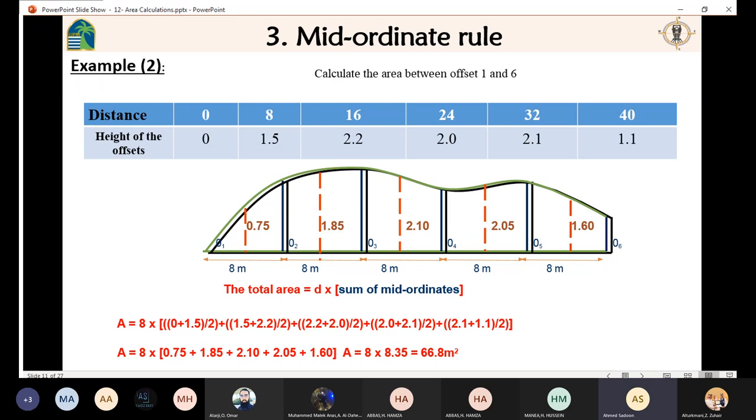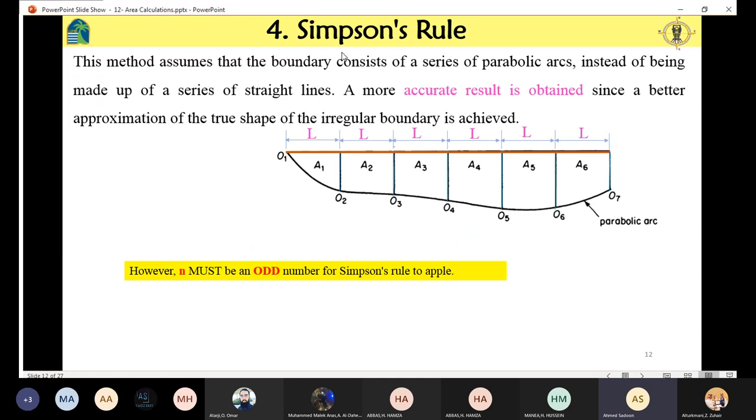Now I'm going to move to another method, which is Simpson's rule. This one is a very famous method, and in this method again we are going to have a number of trapezoid sections like that. But in this method, remember, in the trapezoidal rule, we assume the boundaries to be straight, right? But in this method, the boundaries are assumed to be parabolic arcs, not made of a series of straight lines. This is the difference between Simpson's rule and the trapezoidal rule.